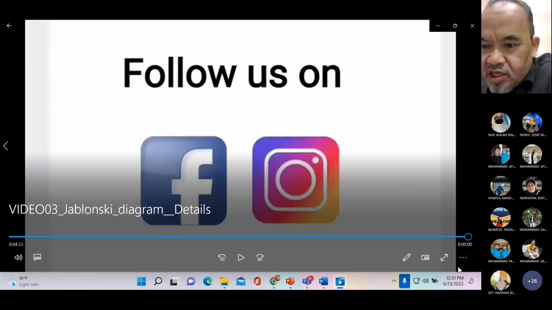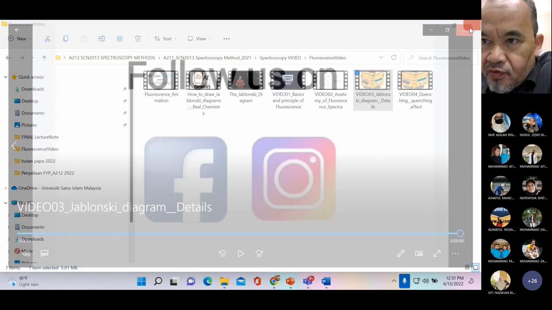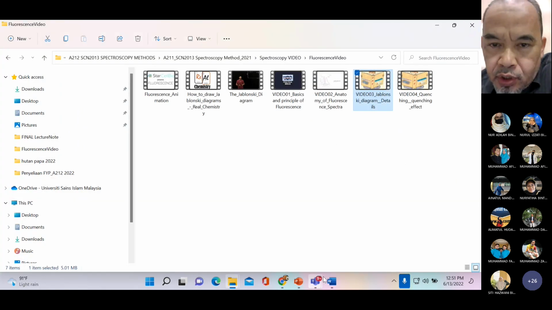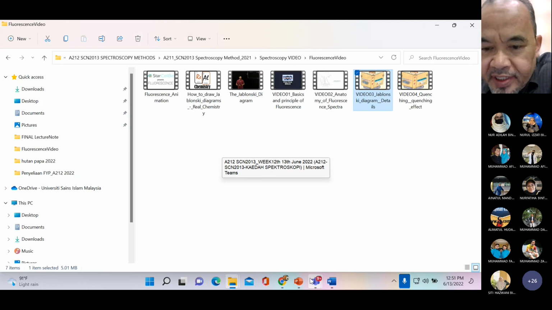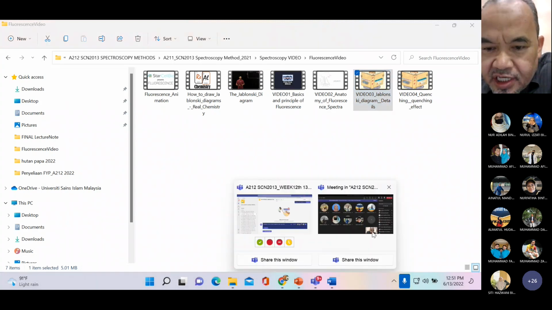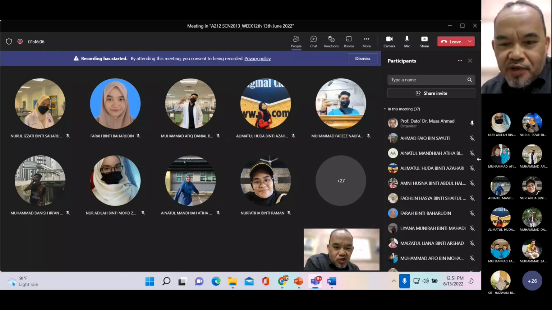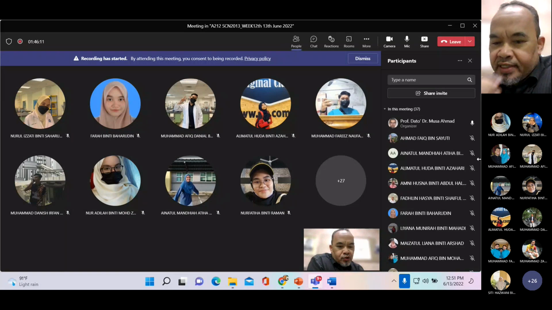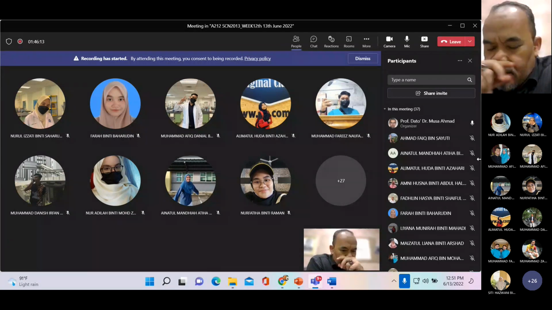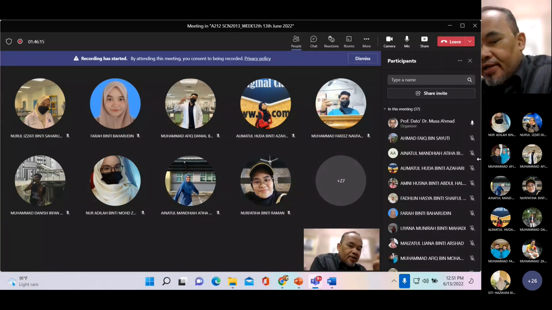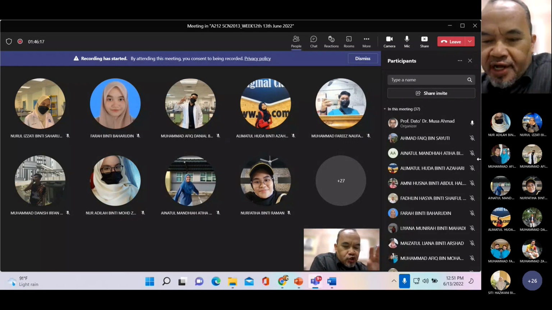Okay, actually this is giving you a very good perspective on what we explained earlier. Basically, the diagram that we discussed just now is called the Jablonski diagram. Not Jabon, pronounce it properly, not Jabon. Jablonski diagram. Alright. So actually the person is trying to explain what is happening by merely showing the diagram.